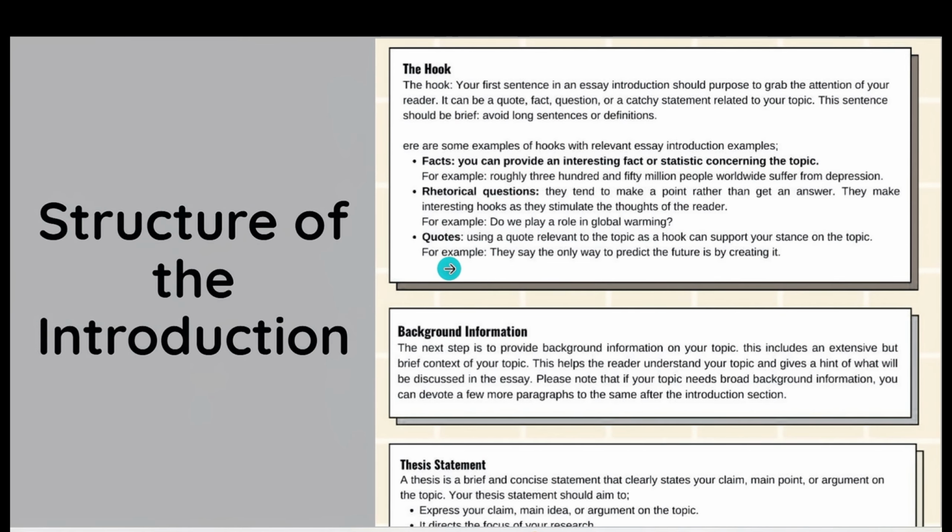Okay, and there are quotes. Using a quote relevant to the topic as a hook can support your stance on the topic. For example, they say the only way to predict the future is by creating it.